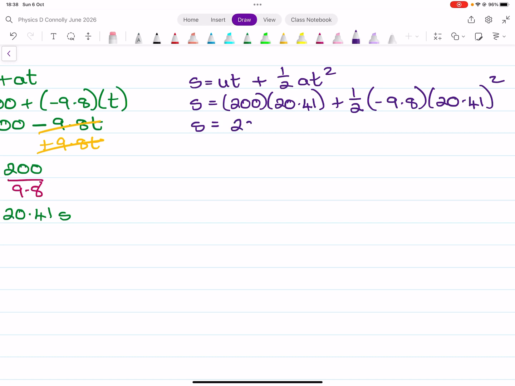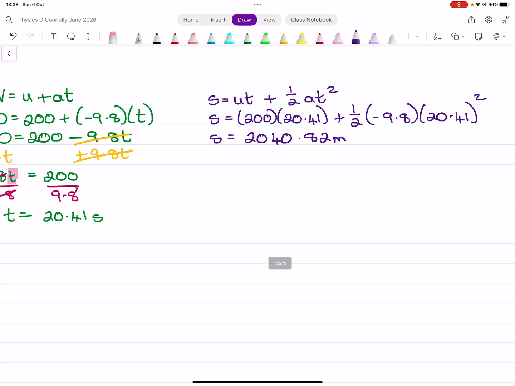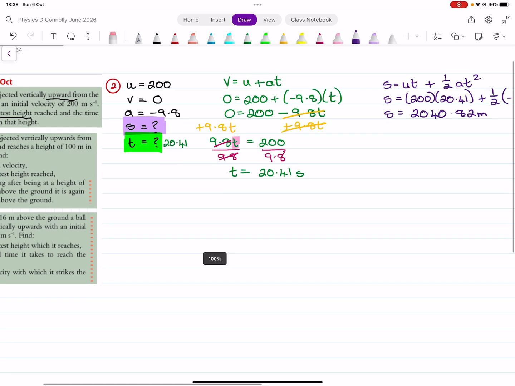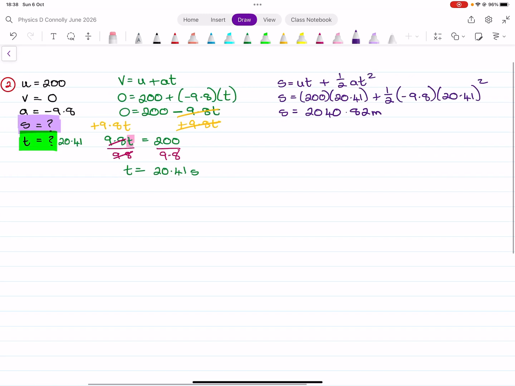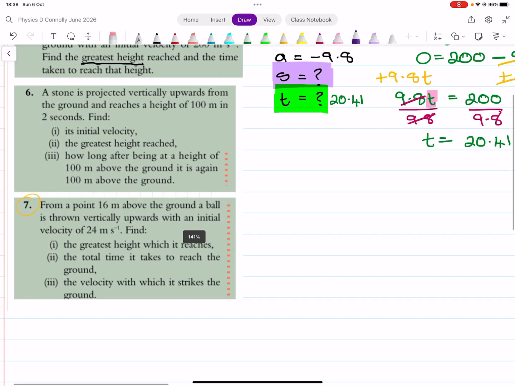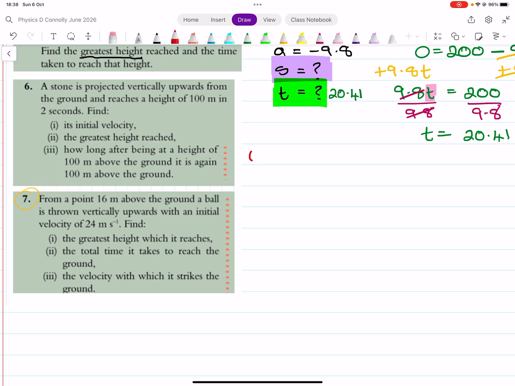So I'm getting 2040.82 meters. Hopefully that's right. You can obviously let me know if it's not. And it doesn't really matter which way you go about that. Whichever way you go about it, you should get the right answer. And we should all agree on our answers, I suppose, is a better way to say it.